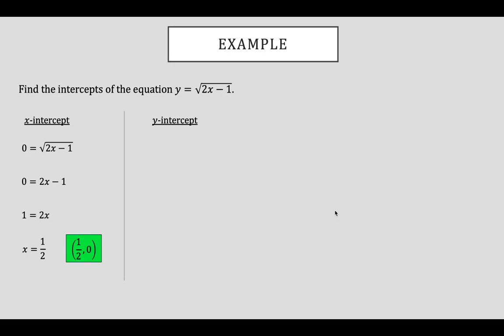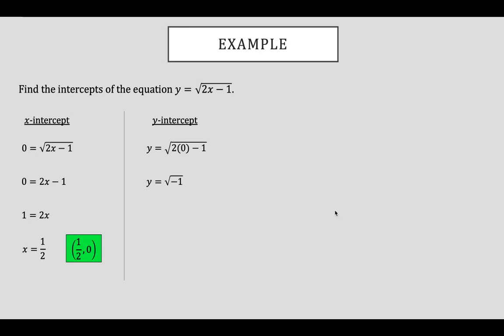All right, let's talk about the y-intercept. To find y-intercepts, we are going to plug in 0 for x. That gives us y equals the square root of 2 times 0 minus 1. Well, 2 times 0 is 0, minus 1 is negative 1. We get y is equal to the square root of negative 1.